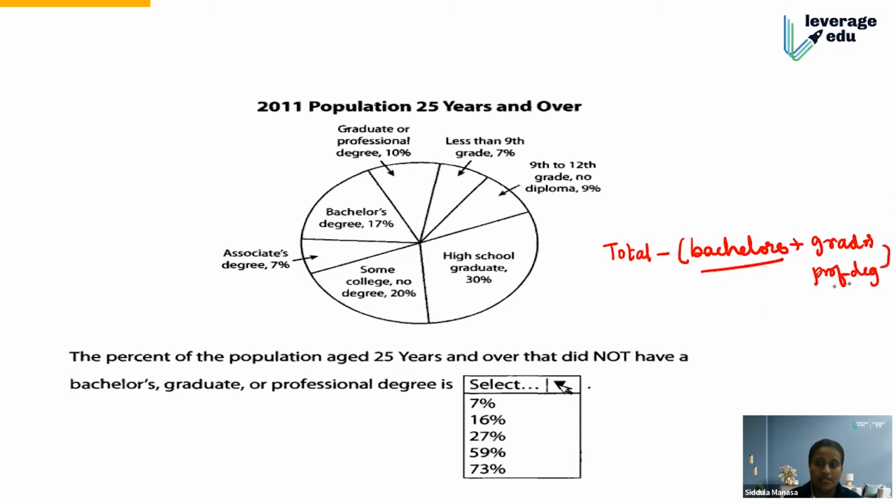This is one and this data is one. Okay, so we know total is basically 100% data, from which I need to subtract the bachelor's degree, which is 17% data, plus this grad or the professional degree, which is 10%. That means from this 100%, I remove the 27%, which is 73%. So as you click on this drop down menu, there will be an option 73, just select that, then your question answering gets done. So I hope this is clear, right? Already we have seen this kind of prompt.